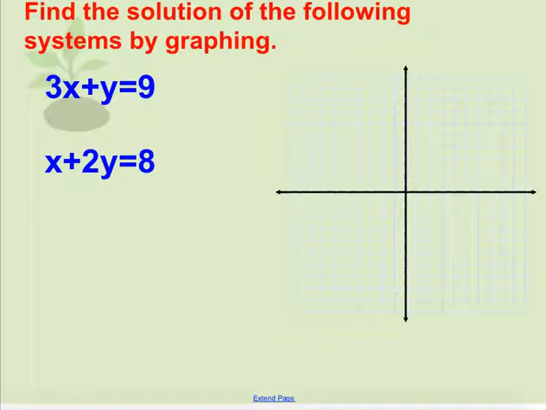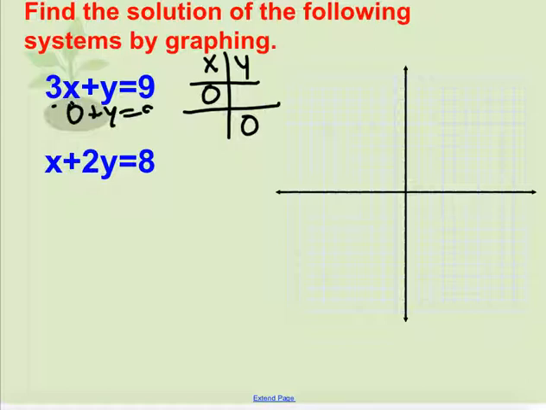Let's do this one, and these are in standard form. So we can use a table of intercepts in order to solve this. We have an x-y table. We plug in 0 for x and 0 for y and do those individually. If x is 0, we have 3 times 0 plus y, so 0 plus y is equal to 9, so y is equal to 9. And we do it again with y is 0, so 3x plus 0 is equal to 9. Divide by 3 and x is 3.